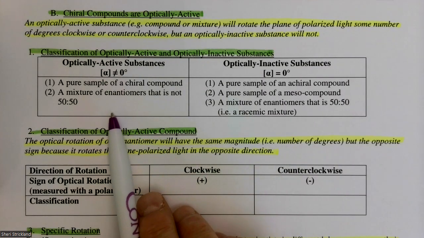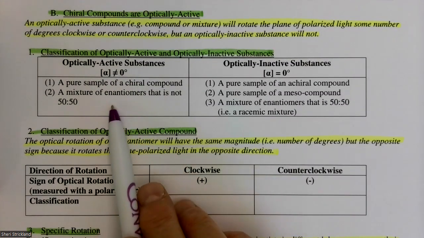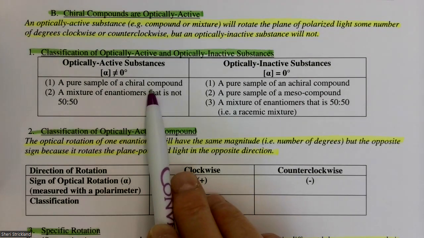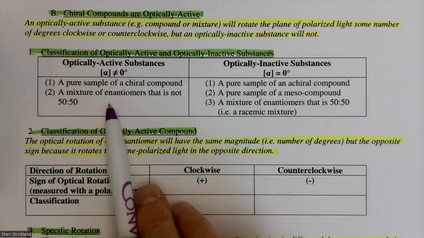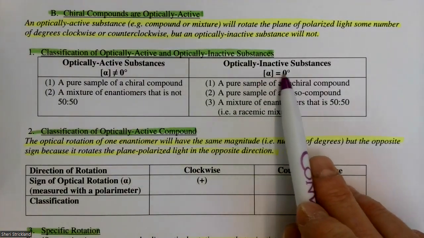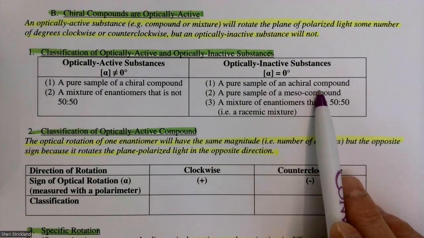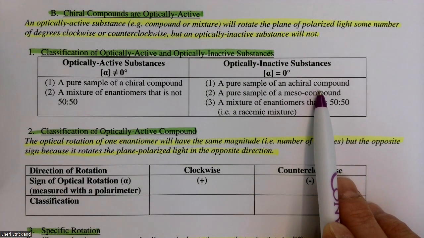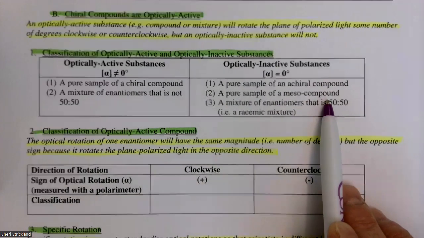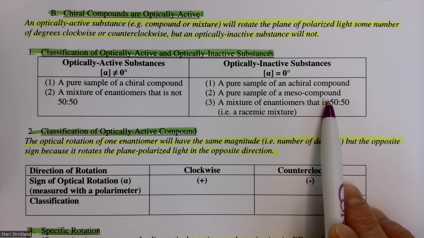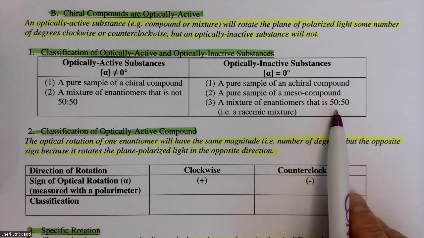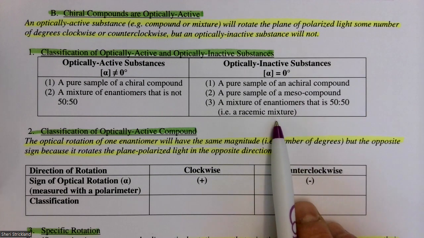So things that end up with an optical rotation of either plus or minus some number of degrees are a pure sample of a chiral compound or a mixture of enantiomers that's not 50-50 in its proportions. Optically inactive substances are a pure sample of an achiral compound, a pure sample of a meso compound, which we'll talk about a little farther down the road, and a mixture of enantiomers that is a 50-50 mix, and that's called a racemic mixture.